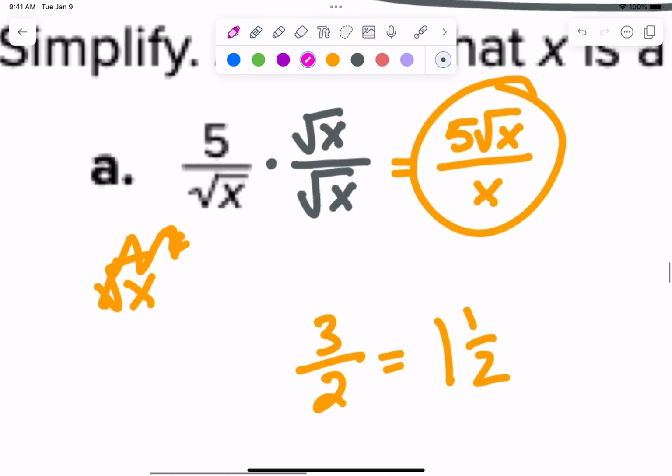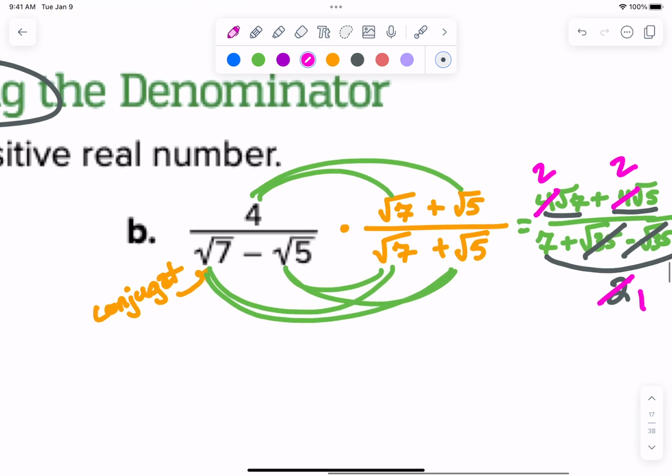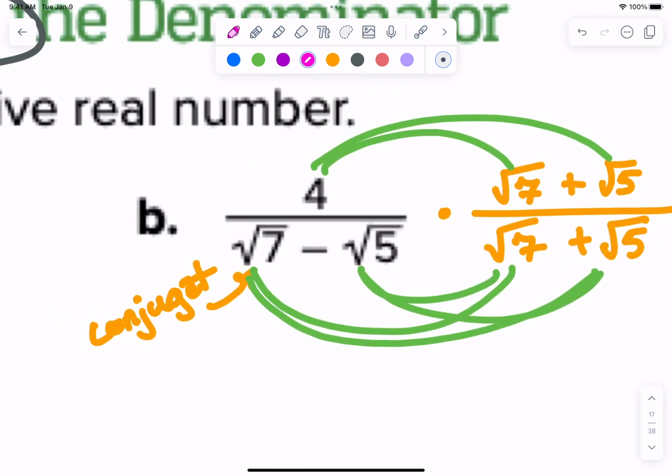Okay, that is rationalizing. So rationalizing with a monomial on the bottom versus rationalizing with a binomial on the bottom. We don't like binomials, so we multiply by the conjugate. Okay? Good? You got it?